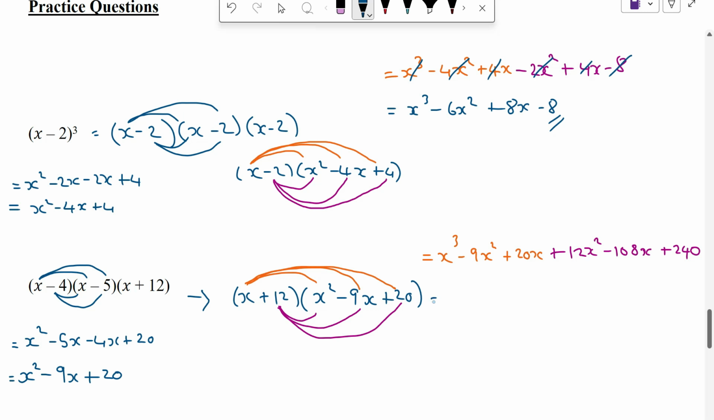Now we just collect the like terms. Again, x cubed is on its own, so we leave that as is. Minus 9x squared plus 12x squared gives us plus 3x squared. Cross those out. Plus 20x minus 108x gives us minus 88x. And 240 there on its own.